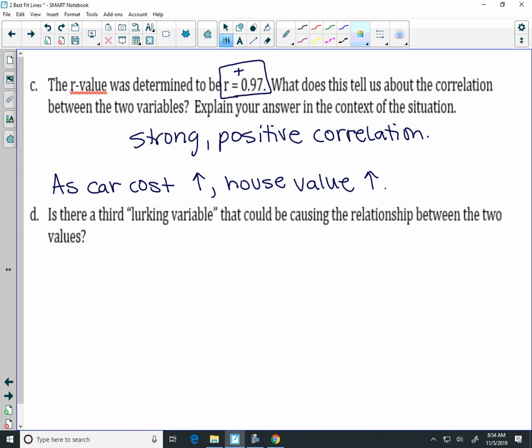But we said, and we've said since yesterday when we started this unit, we can never say with a scatter plot that our x values are making our y values happen. So what else is going on here? What isn't on this graph, or what information are we not given that's actually making these things happen?